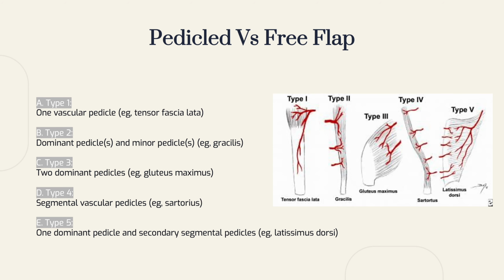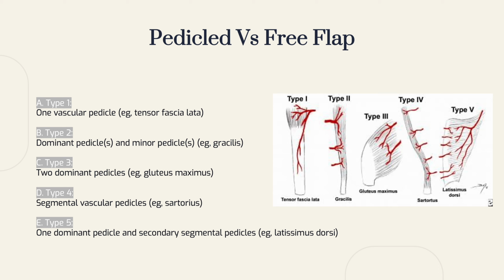So when we talk about muscle flaps, it's very important to know what muscles can be used as either pedicled or free flap. So what we mean by that is that, for example, we have 5 types. If we're talking about type 1 flaps, there are muscles that have one vascular pedicle, so one major main pedicle, such as the tensor fasciae lata. This is the major pedicle that we're talking about. It's only one pedicle, and this is excellent if you're going for a free flap. This is what you want.